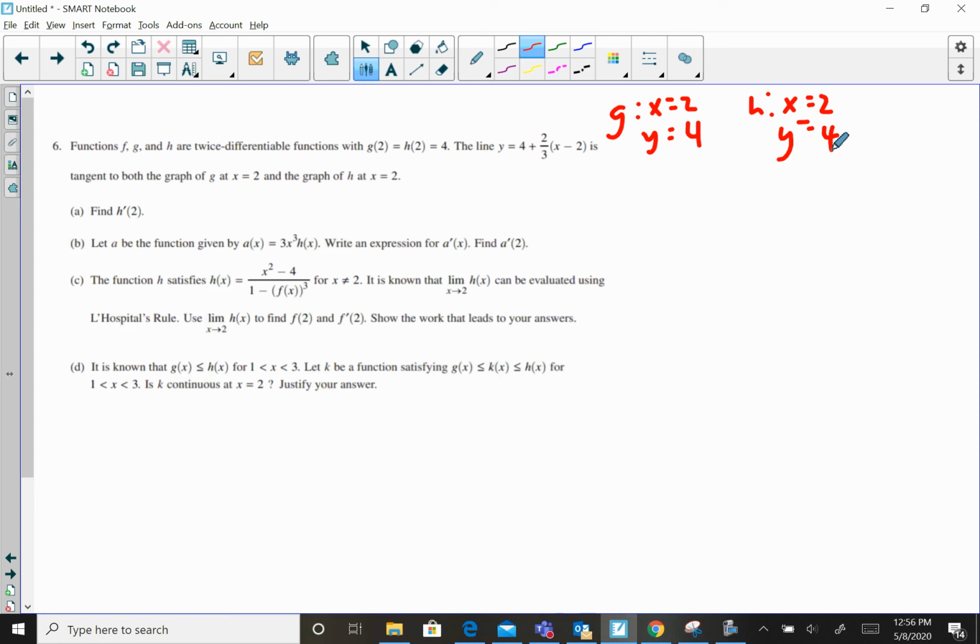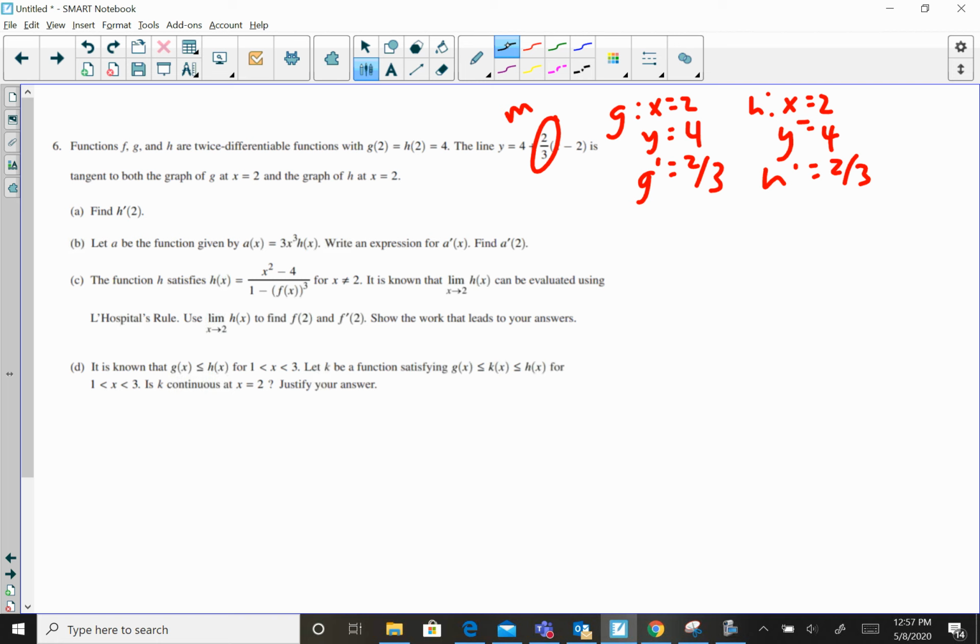The line y equals 4 plus 2/3 (x minus 2) is tangent to both g and h, which means that this bad boy is a derivative. I shouldn't use f prime. This is my slope, which is my derivative. So this means that g prime is 2/3 at 2, and h prime is also 2/3. Okay. Again, I don't know what that gets me.